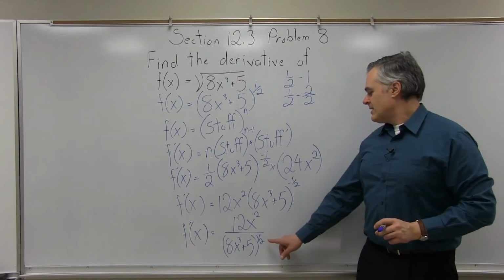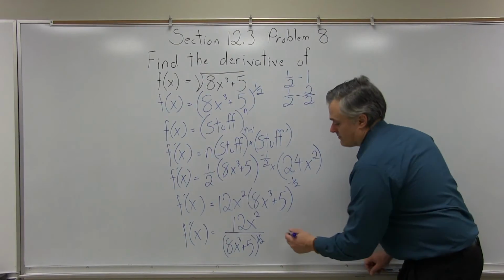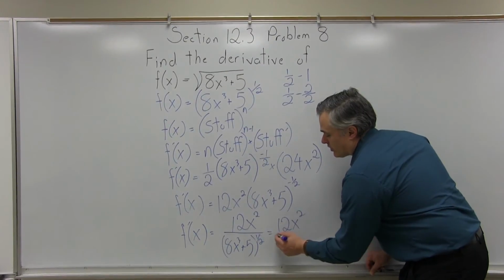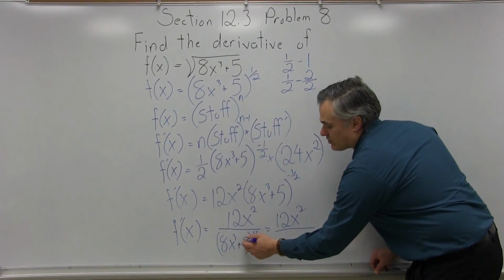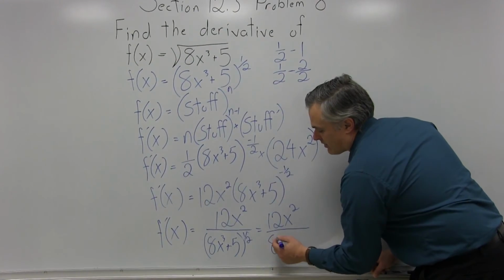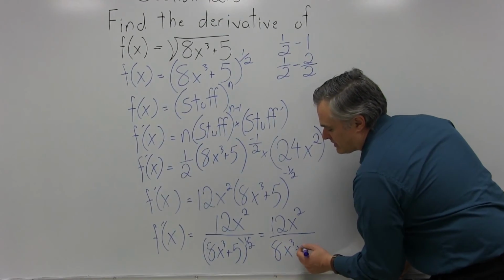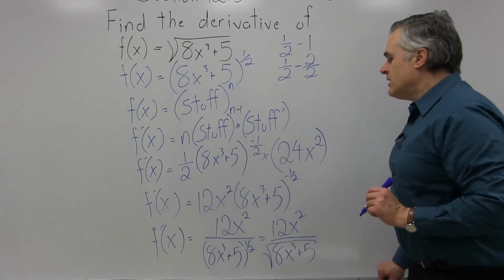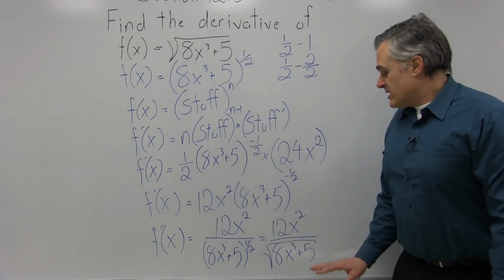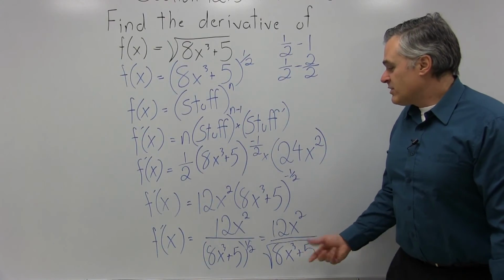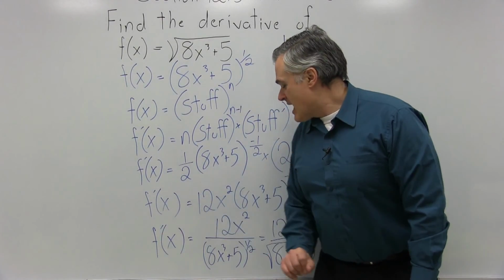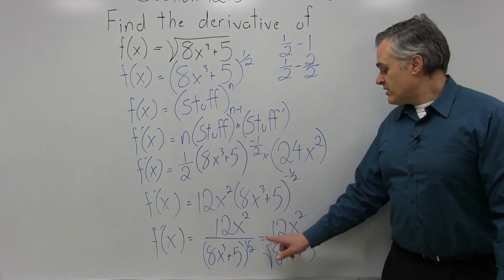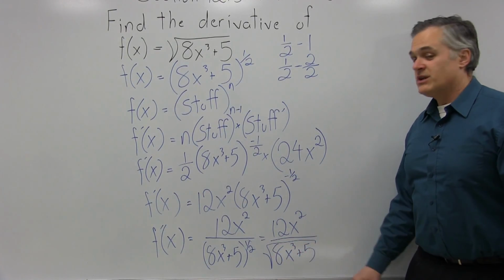And then, if you don't like the fractional exponents, you can actually write that as 12x squared over, instead of 8x to the third plus 5 all raised to the 1/2 power, you can make it 8x to the third plus 5 and put that in a square root. So if you do want to simplify your answer to the very end in a very simplified form, you would have f prime of x equals 12x squared in the numerator of a fraction over the square root of 8x cubed plus 5 in the denominator.